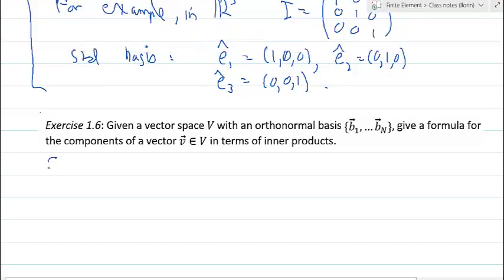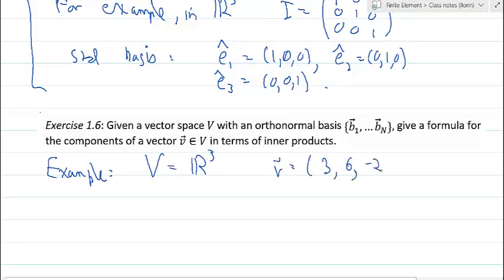Okay, so let's do an example. I'm going to take my vector space as R3, and I'll take my vector v in R3 as (3, 6, -2). Now you may be used to writing vectors as 3i plus 6j plus -2k. I am using this notation because it's more convenient. It's difficult to write vectors in the other notation if they have more than 3 components. So let me take as my basis the standard basis.